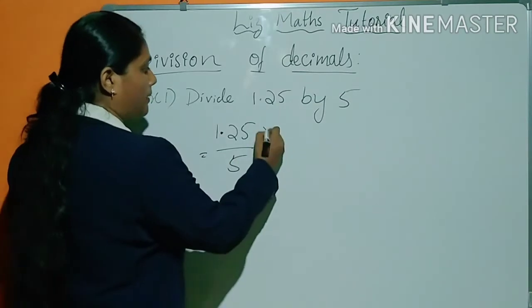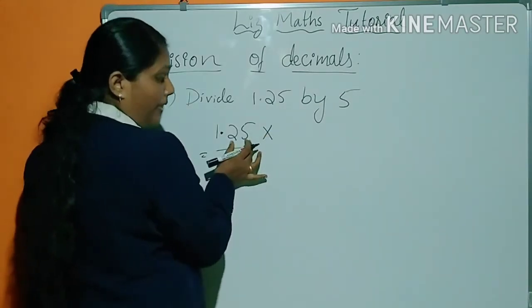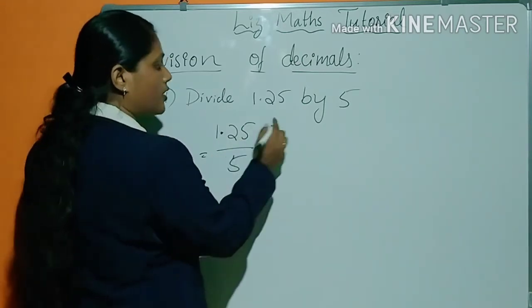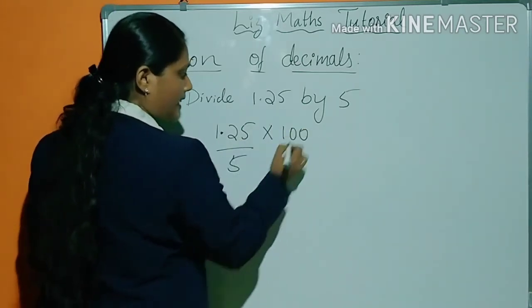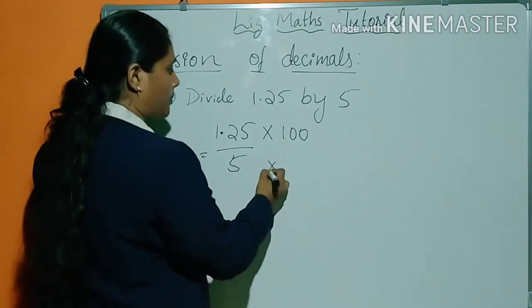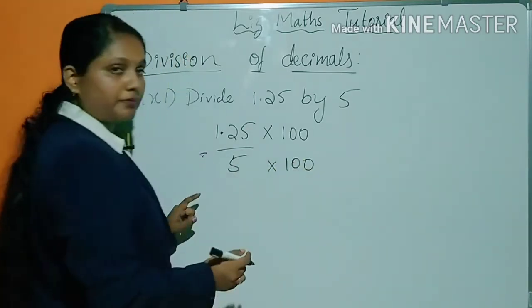You have to multiply by... here how many places are there? This is tens and this is hundreds. So you have to multiply, 2 digits are there, so you have to multiply by hundreds. The same you have to multiply to the denominator.